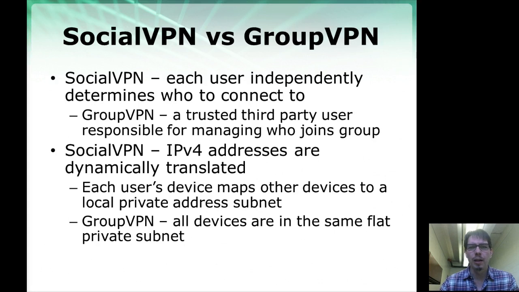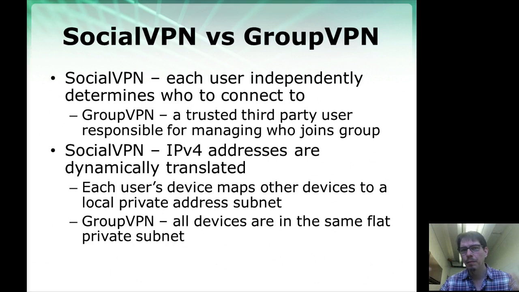Now, one issue with social VPN that also differentiates from group VPN and from many VPNs that are out there is that IPv4 addresses are dynamically translated. The issue is to create a virtual private network, you use private addresses. And if you look at the amount of private addresses that are available out there, they're not sufficient in IPv4 to map every user of a large social network into them. For example, Facebook has billions of users, and there are not billions of addresses available for you to map into a private VPN.